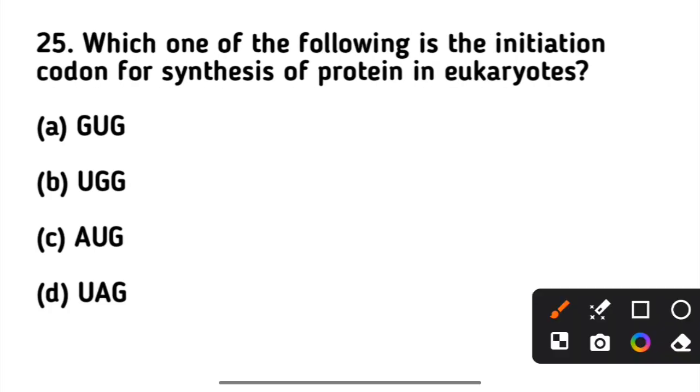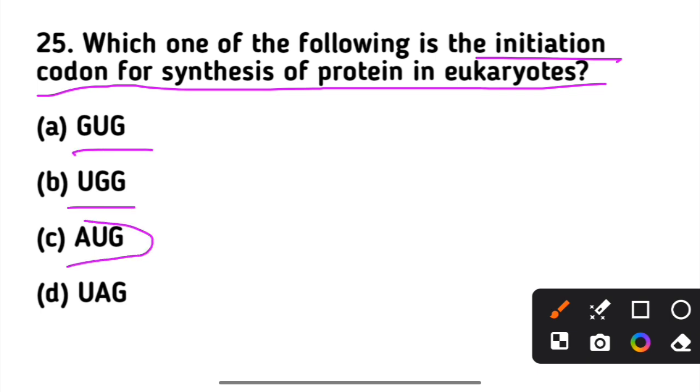Next, which one of the following is the initiation codon for the synthesis of protein in eukaryotes? Options include GUG, AUG. Option C is correct. Start codon, methionine.